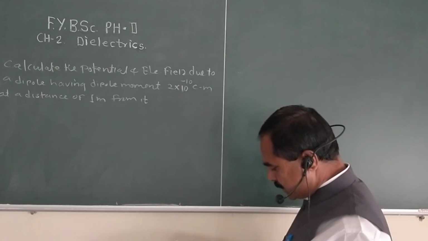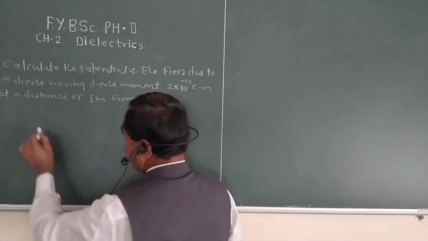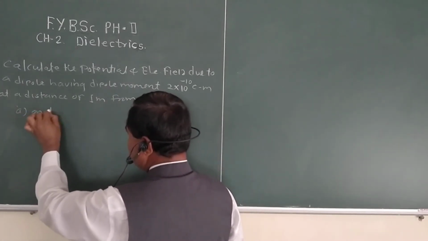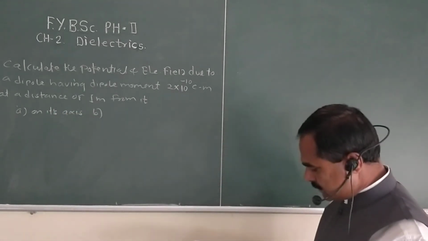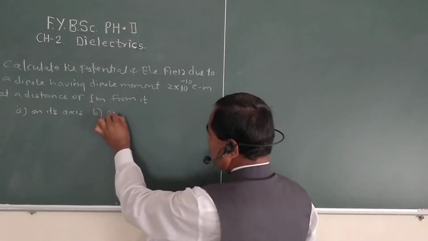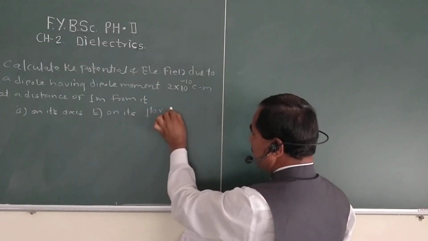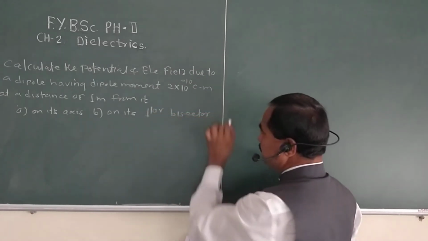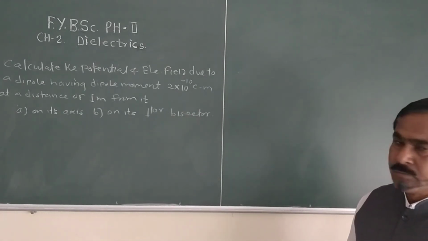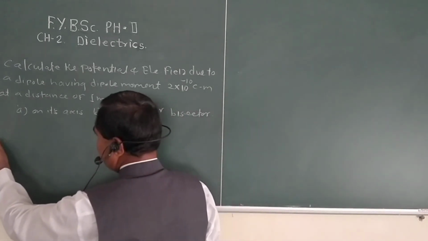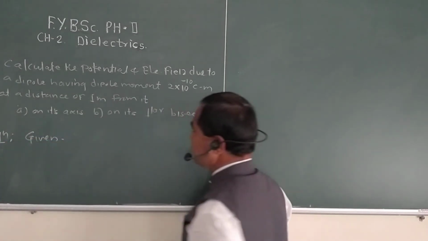Then we have to calculate both electric potential and electric field on axis, that means on its axis, and B we have to calculate on its perpendicular bisector. Okay, so in solution first we write what quantity we have given. So we write the solution, and in solution we write given quantities.